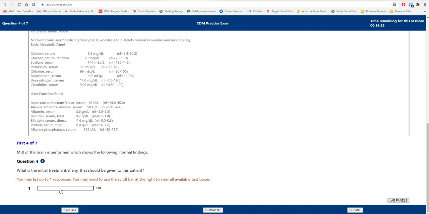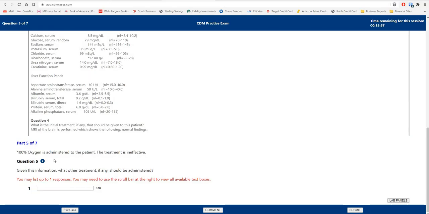All right, what initial treatment? So sounds like a cluster headache. We've ruled out organic causes. So let's do 100% oxygen. When I say organic, I mean like there's malignancy in the brain. So we can assume it's a cluster headache. Okay, so let's do 100% oxygen. Okay, so we give 100% oxygen. Treatment's ineffective. So what else can we do?